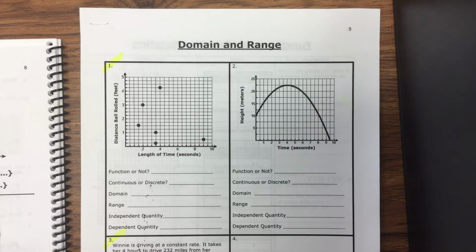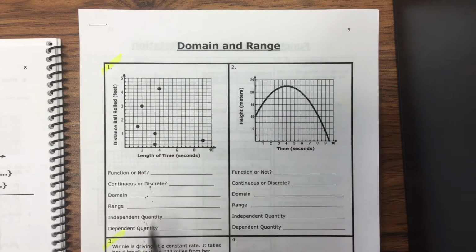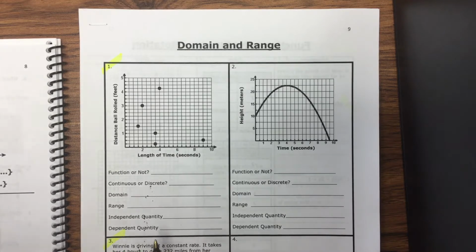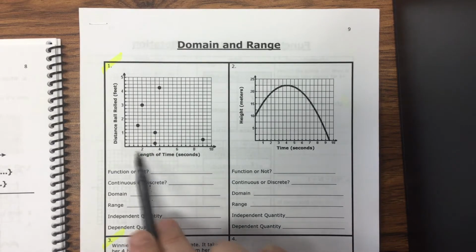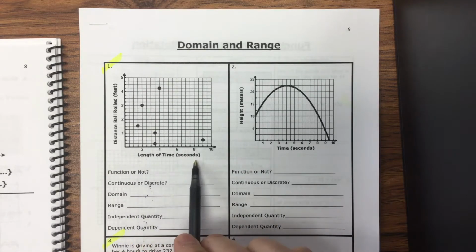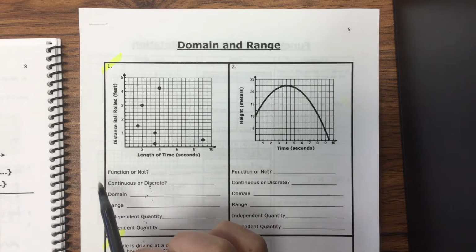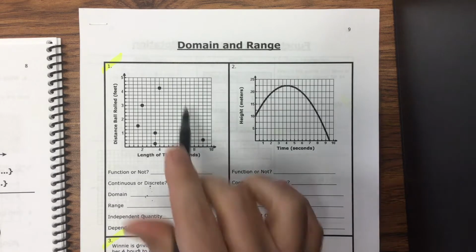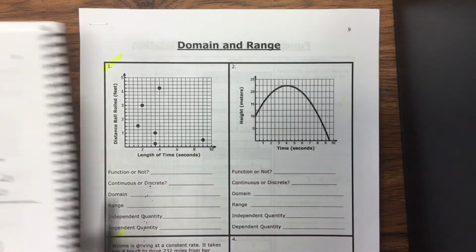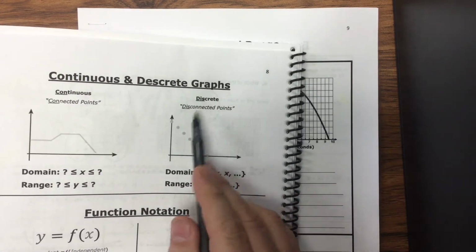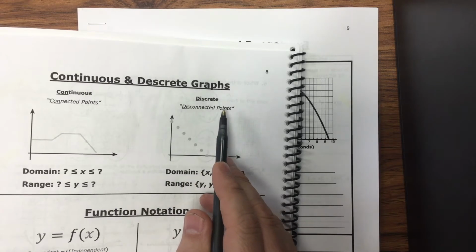Page 9, question 1, domain and range. Okay, so taking a look at this graph, we have the x-axis labeled length of time in seconds, and the y-axis, distance the ball rolled in feet. Now this graph is called a discrete graph because we're looking at disconnected points.